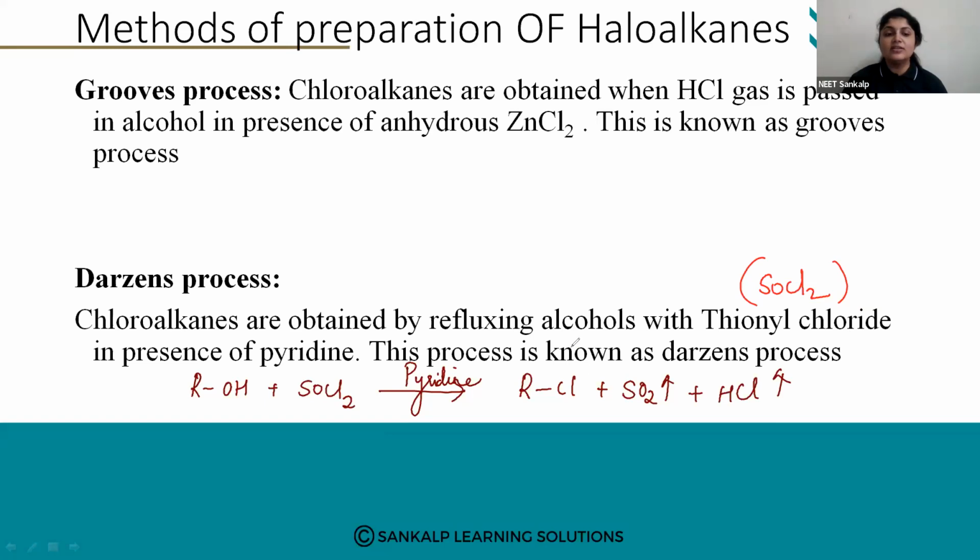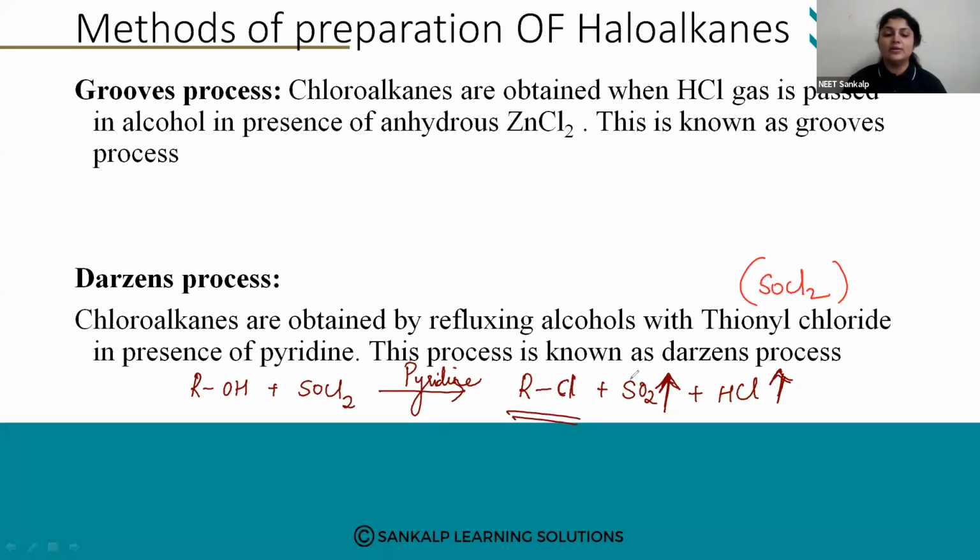So in this reaction, the chloroalkane obtained is the major product. It is a major product because the other products which are obtained are gaseous in nature, so they will be liberated or removed easily. They will evaporate and just escape out. So SO2 gas and HCl will escape out, and your RCl, that is chloroalkane, which is obtained, will be more.